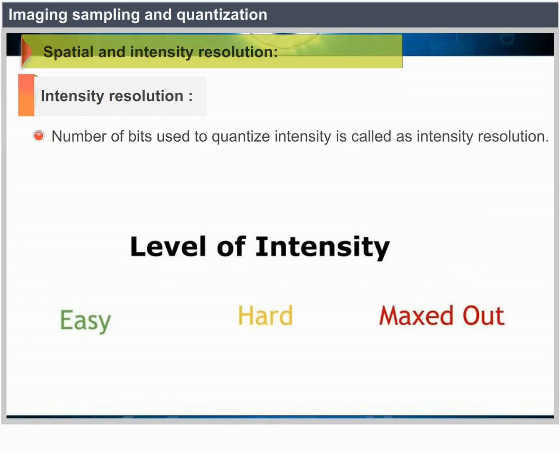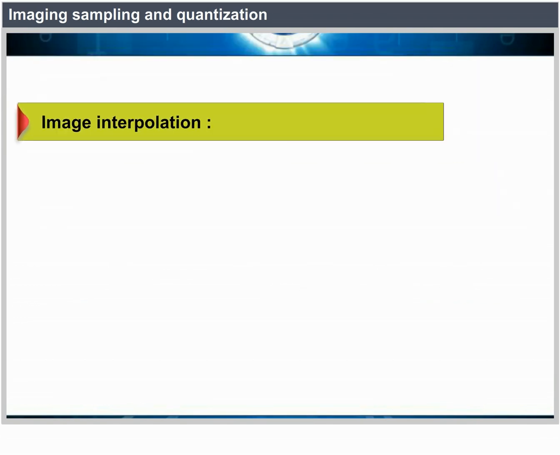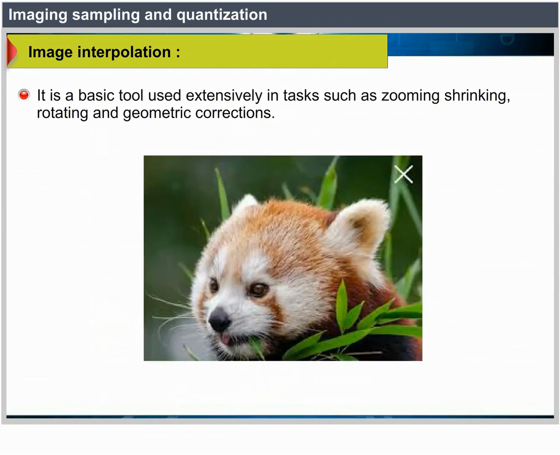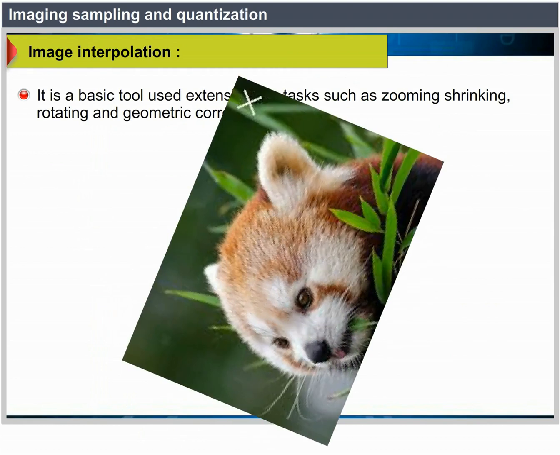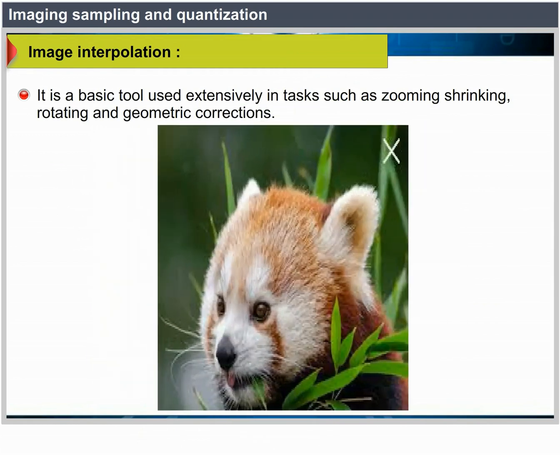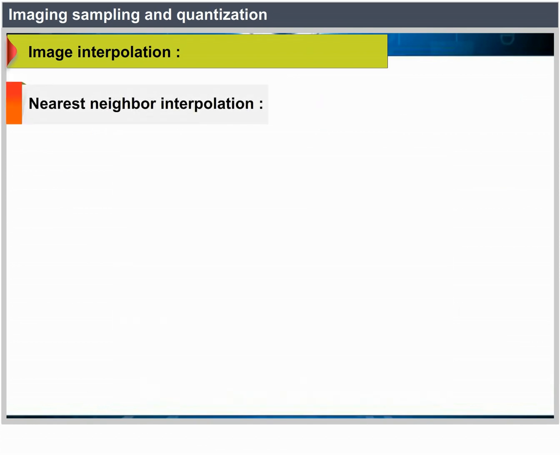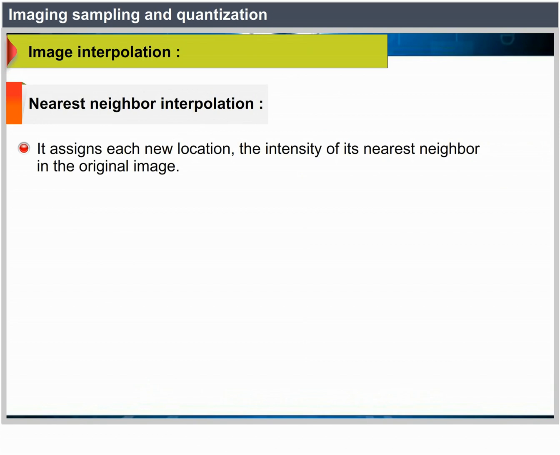Image interpolation. It is a basic tool used extensively in tasks such as zooming, shrinking, rotating, and geometric corrections. Interpolation is a process of using known data to estimate values at unknown locations. Nearest neighbor interpolation assigns each new location the intensity of its nearest neighbor in the original image.